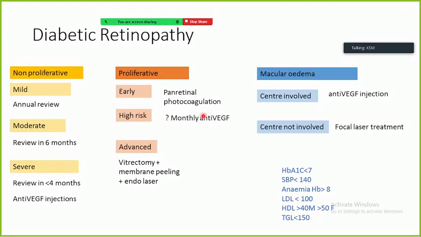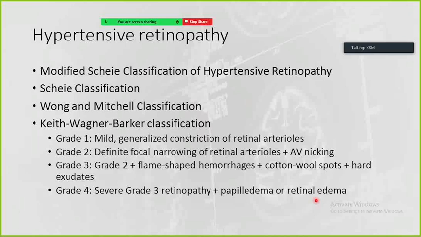So sometimes for proliferative disease you can give anti-VEGF, that's the protocol. That is not a very practical way because it's very costly. And for hemoglobin, try to maintain the glycosylated hemoglobin less than 7, but it's not mandatory. Have a stable glycemic level, blood pressure systolic below 140, anemia hemoglobin more than 8, LDL for the Asian population better to keep it under 100, and triglyceride control.